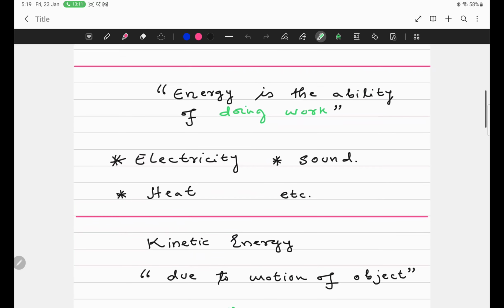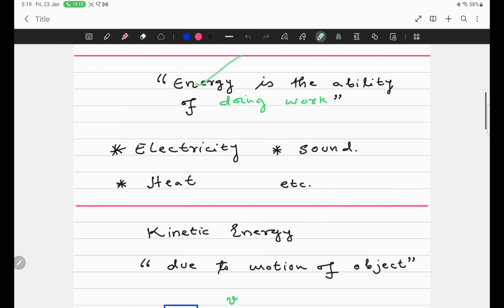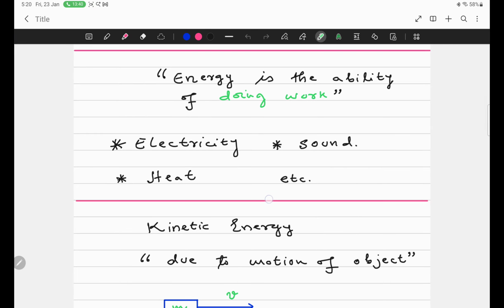The second definition of today's class is energy. Sir, energy is the ability of doing work. You know, electricity has the ability to run our life. Sound is the ability of doing work, and you are taking my class by sound energy. Heat is very important for our life and for our different types of work.